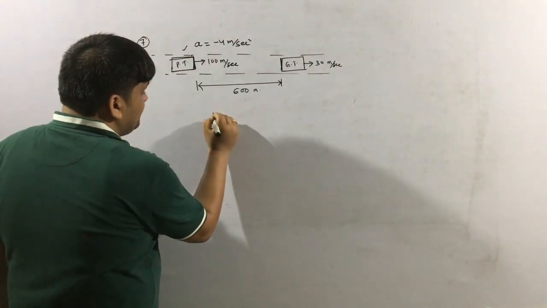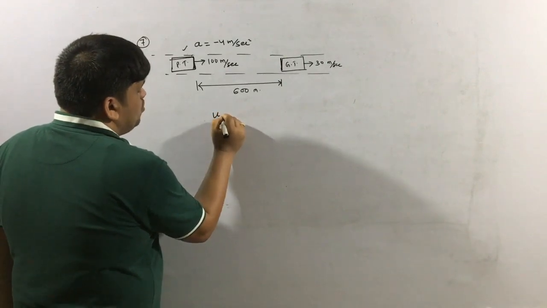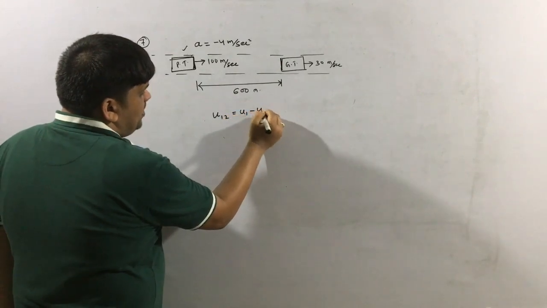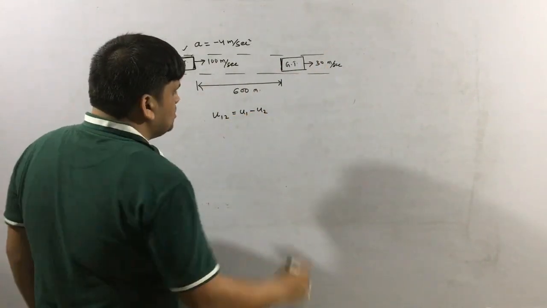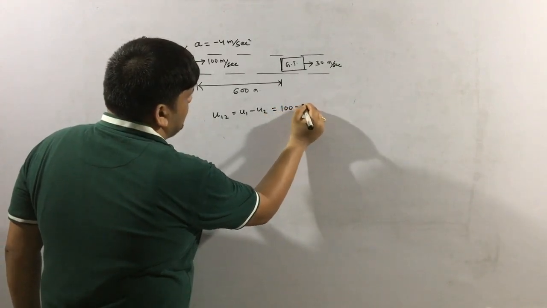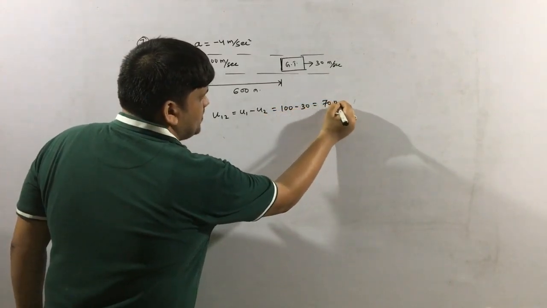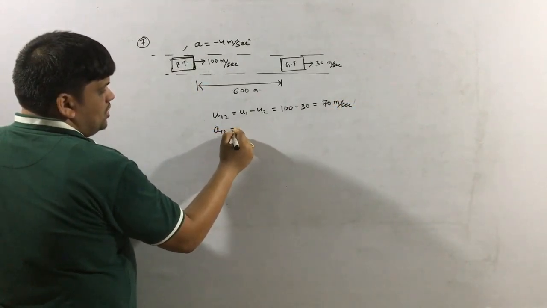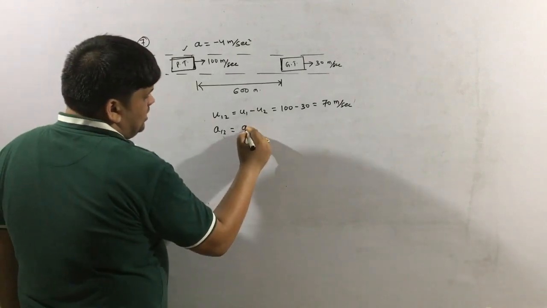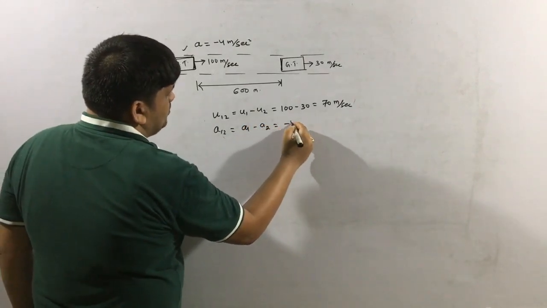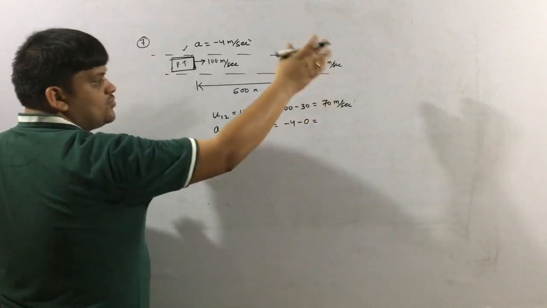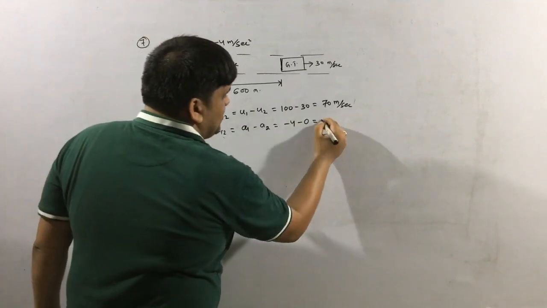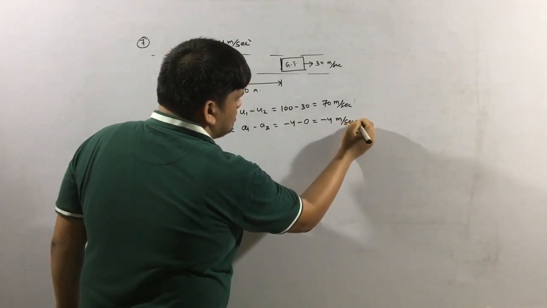What is the relative U? Or I can write U12, this is 1, let this be 2. So U12 will be equal to U1 minus U2, because they are moving in the same direction. So it will be 100 minus 30, equal to 70 meter per second. Now the A12 will obviously be A1 minus A2, so that will be minus 4 minus 0. The goods train is moving with the same constant speed, because it does not know that a passenger train is coming behind it. So it is minus 4 meter per second square.